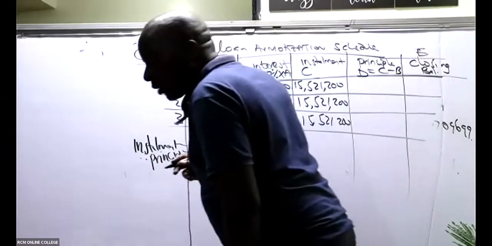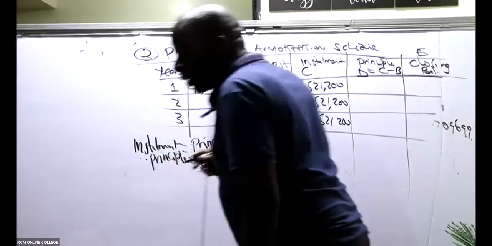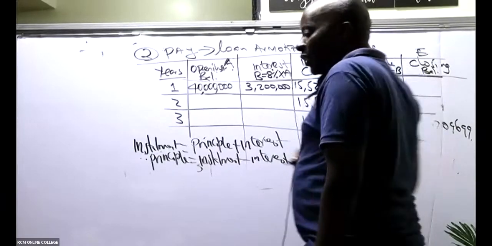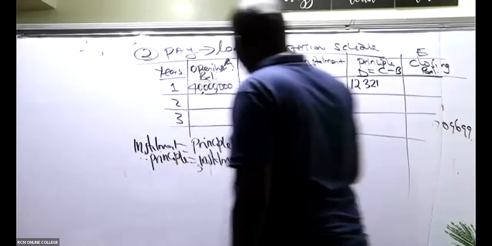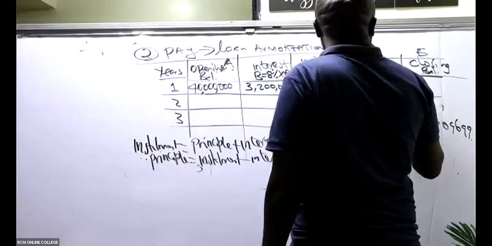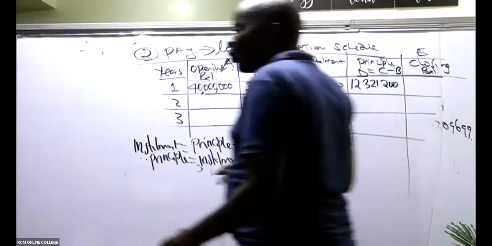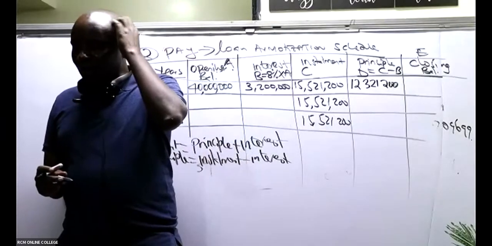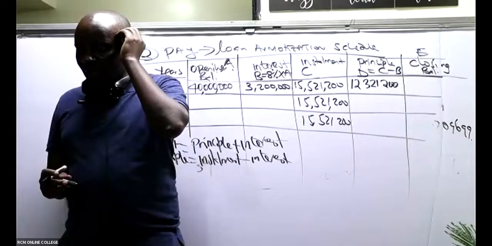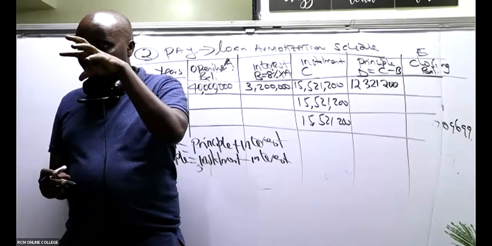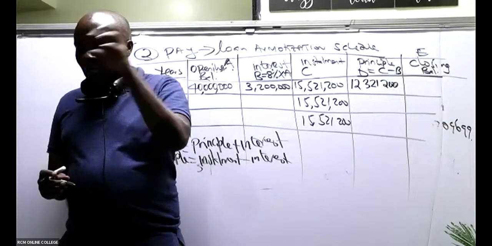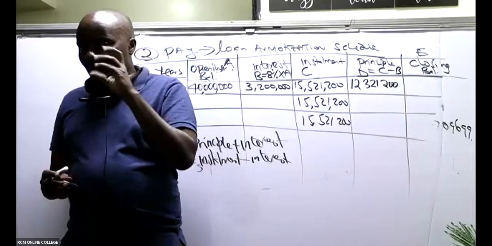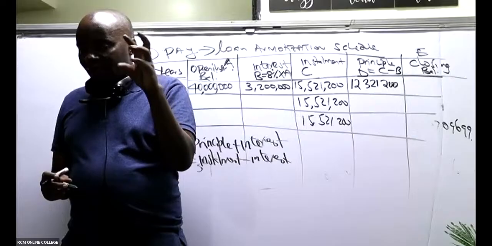A great ninja here called Hope says 12,321,200. Thank you so much. So then what do you think am I going to do to be able to get closing balance, my great friends? Of course, opening balance must be involved. So I'll take opening balance minus what, to be able to get the closing balance?